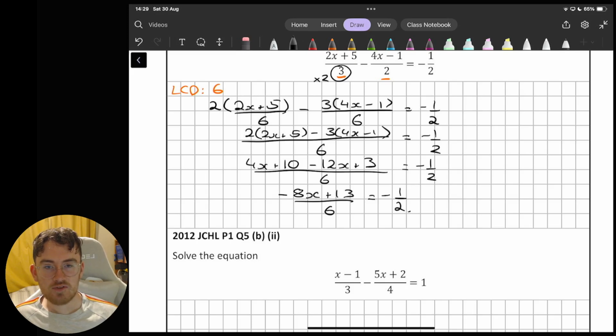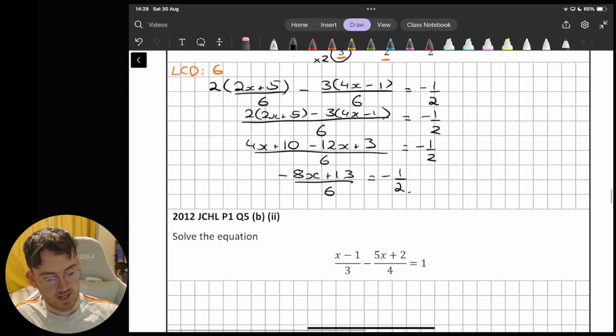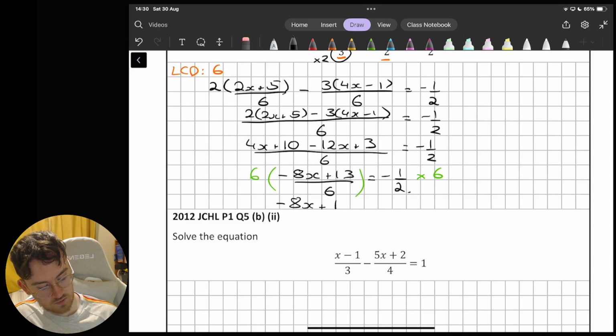Now our next step from here would be to eliminate the denominator of my fraction. And how we're going to do that is multiply by 6 on both sides. On the left-hand side, that's going to have the result of removing the denominator. On the right-hand side, we're just going to do that multiplication. 6 by minus a half gives me a negative 3.